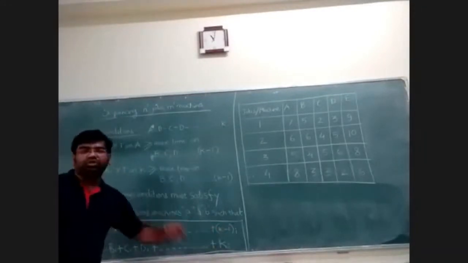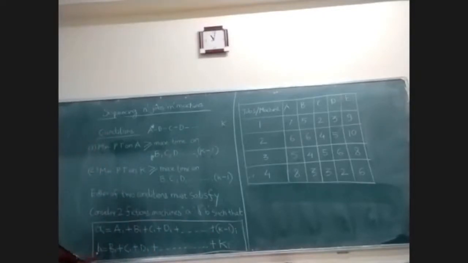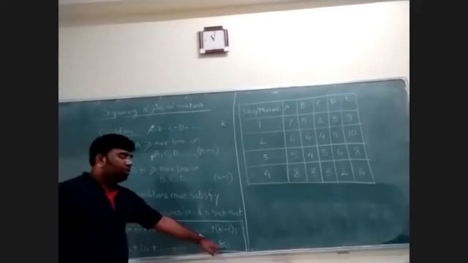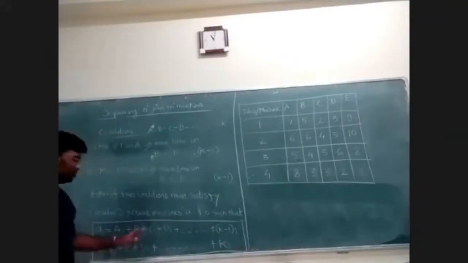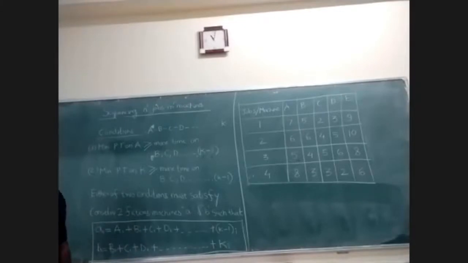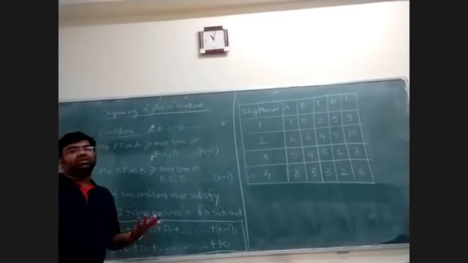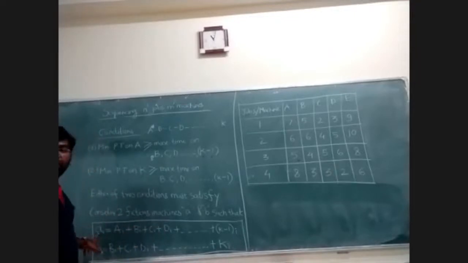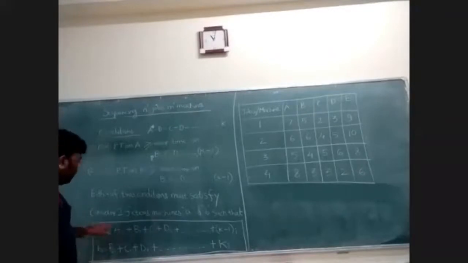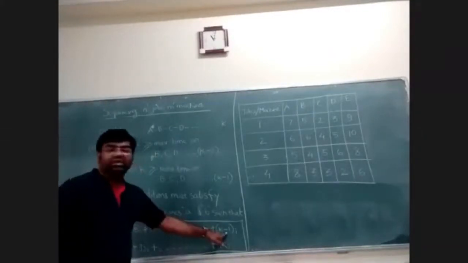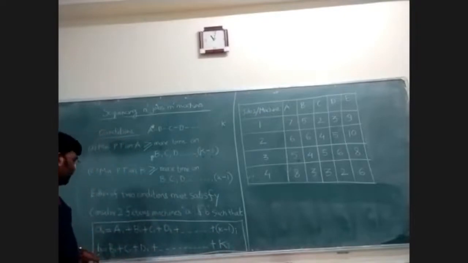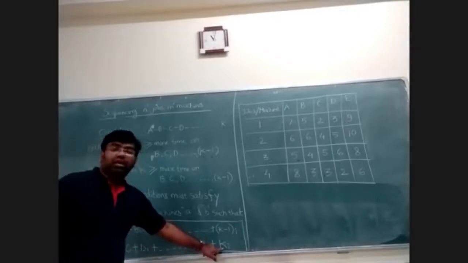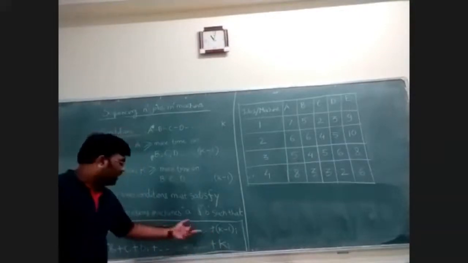second last machine. Lastly, the processing time for your second fictitious machine, B, can be found out by the addition of Bi plus Ci plus Di and so on till your last machine. So addition of the processing times in both of these cases is important. But which machines are to be considered is very, very important. In your first fictitious machine, we are going to start with the first real machine till the second last real machine. And in your second fictitious machine, we are going to start with the second real machine till the last real machine.